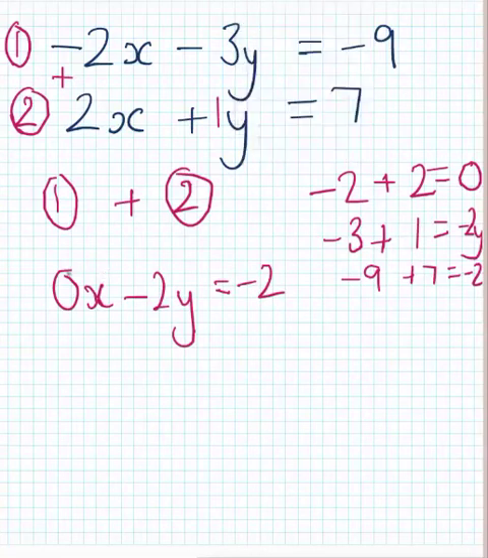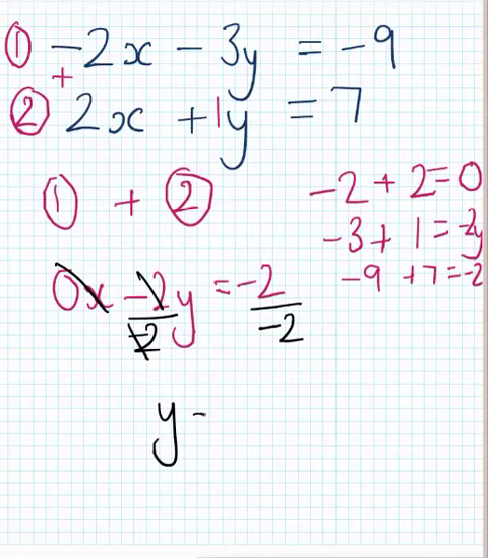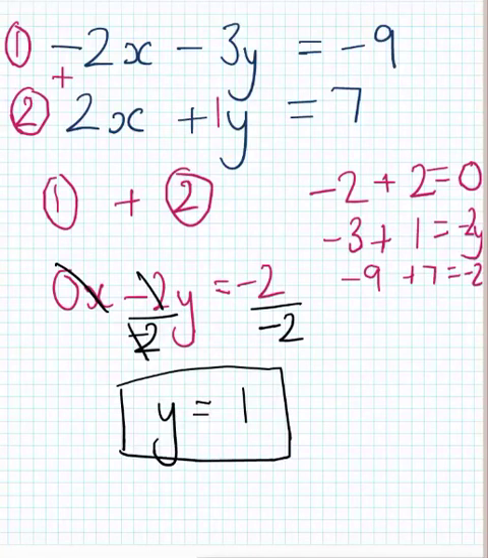So the 0x, well, the x has been eliminated. We are left with minus 2y, which equals negative 2. So divide by minus 2, and cancel it out. Divide by minus 2. So y is equal to, two negatives make a positive, and 2 divided by 2 is 1. And we have found our y value for that point. And now we have to substitute this into either equation 1 or equation 2 to find out what x is.